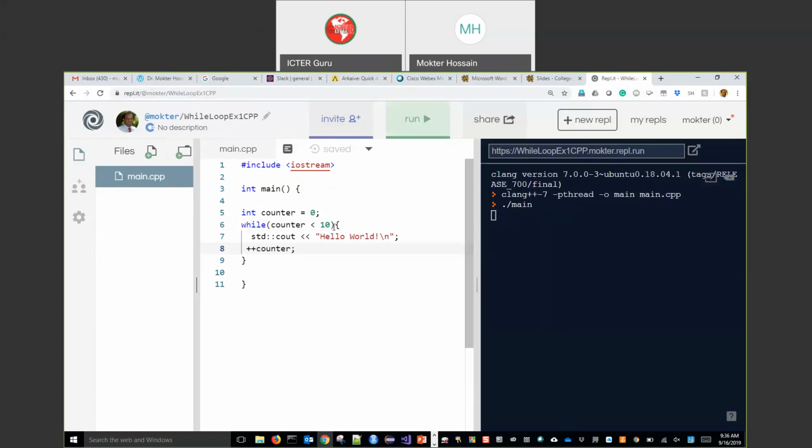In this case, let us understand with 5. Only a few numbers, then it is easier for us. So even if we say plus plus counter or counter plus plus, in the prefix or postfix notation, there will be no difference. But if I say counter plus equal 2, how many times will we get output?